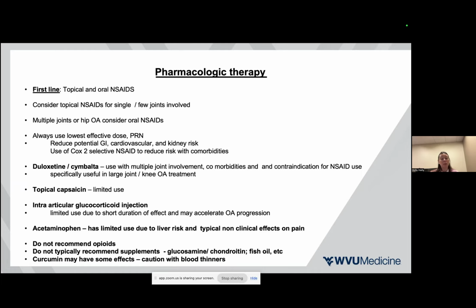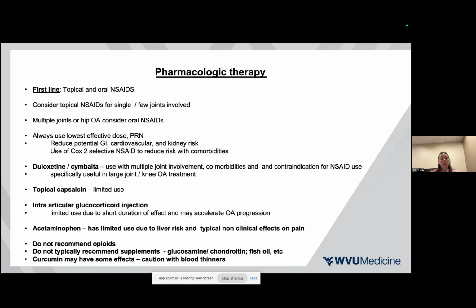Not typically do we recommend supplements, but some patients will use them and they will say that they find benefit. Obviously, you have to think about the other risks with supplements that we don't know all of the risks for, and there are other medical conditions. Common ones are glucosamine and chondroitin. Fish oil are ones that you see and find about commonly. Curcumin or turmeric may have some benefits. It's another supplement that is commonly used as a natural anti-inflammatory.